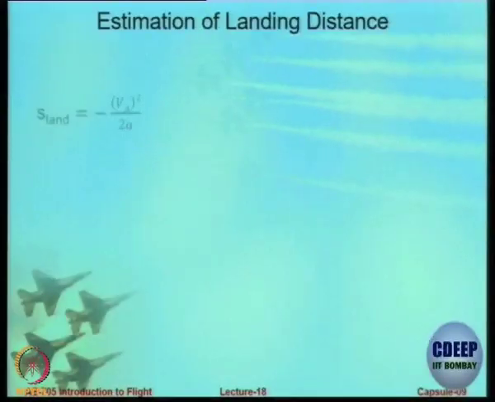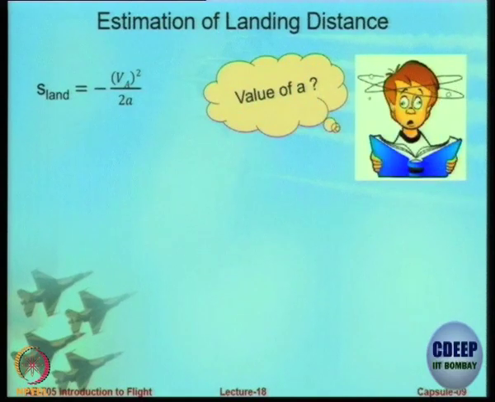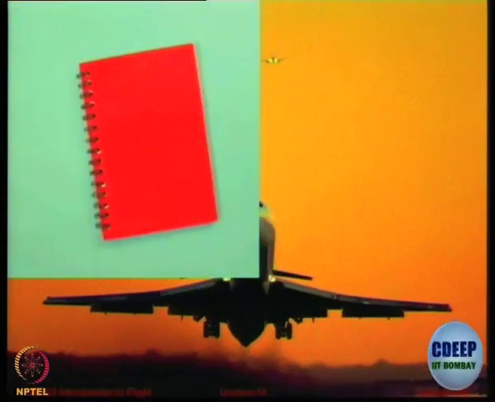So let's see, how do you estimate? This is actually much simpler. So it's just minus VA square by 2A, where A is the acceleration during coming into land. This is difficult to calculate. So some numerical values are given based on the braking system. I am talking only about the landing on the ground. So depending on various types of brakes, you can have different decelerations and you can use those numbers.